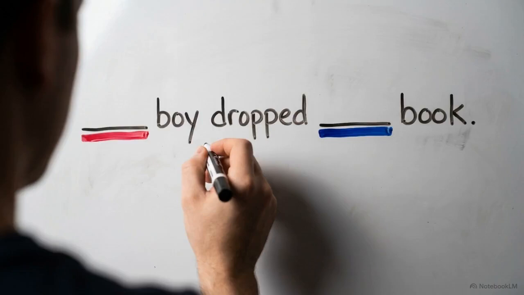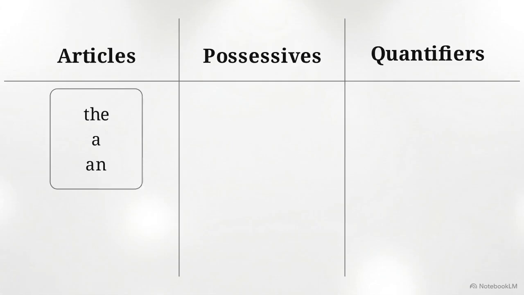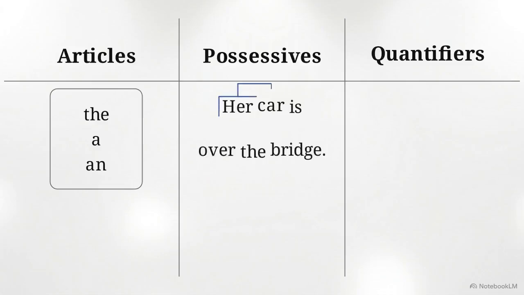This chart breaks down the first three categories of determiners: articles, possessives, and quantifiers. Articles like the, a, and an tell you if a noun is specific or general. Possessives do exactly what they sound like. They establish ownership. Look at the sentence, "Her car is over the bridge." Her tells us who owns the vehicle, while the points out a specific bridge.